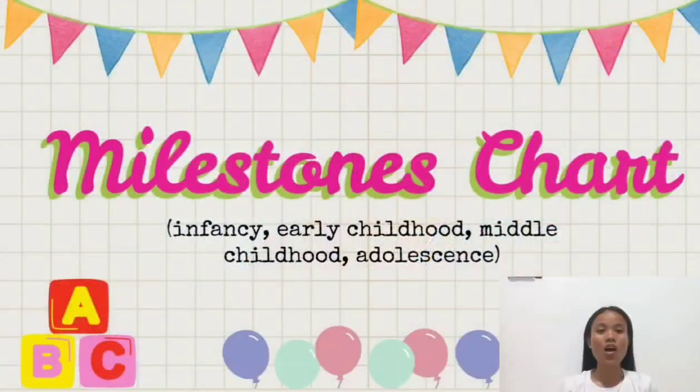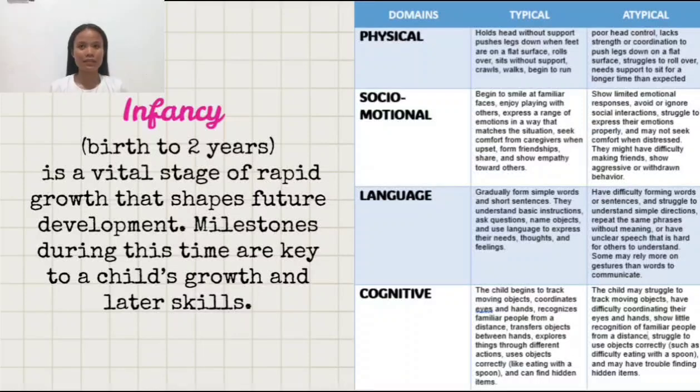Now for the milestone chart, I'll give the floor to Ms. Bea Marie Torion. Okay, now let's proceed to the milestone chart. First is infancy. Infancy, birth to 2 years, is a vital stage of rapid growth that shapes future development. Milestones during this time are key to a child's growth and later skills. Here we have the infancy typical and atypical development among children under the 4 domains.